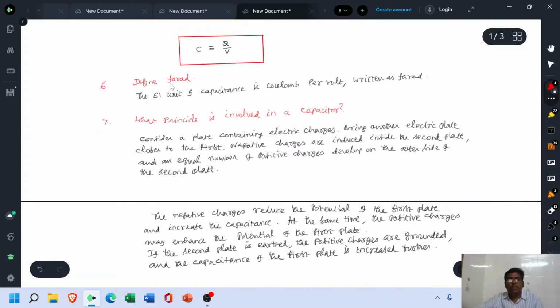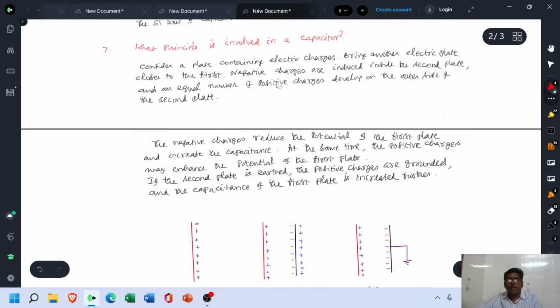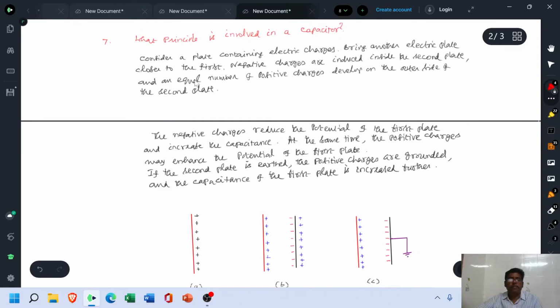Next question is define farad. The SI unit of capacitance is coulomb per volt and is written as farad. What principle is involved in a capacitor?